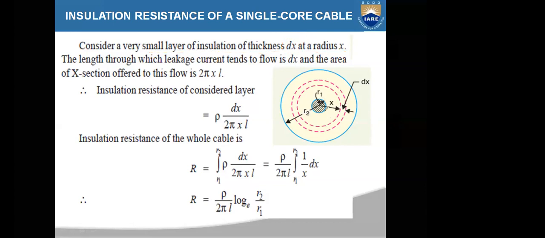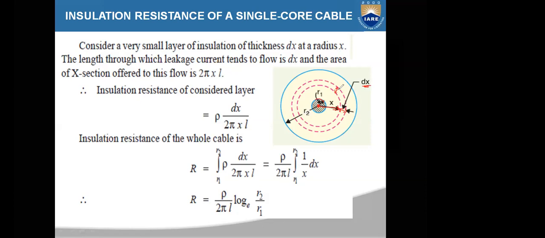So this is your conductor. From the center of the conductor or core, at a distance x meters, you consider a small insulation layer. That small insulation layer has a thickness of dx. So this is the layer we are going to consider, at a distance x meters from the center of the core, having thickness dx. For this small layer dx, first you calculate the insulation resistance.